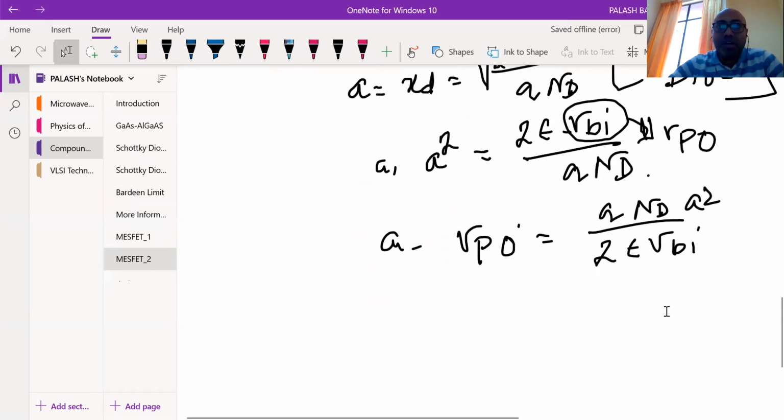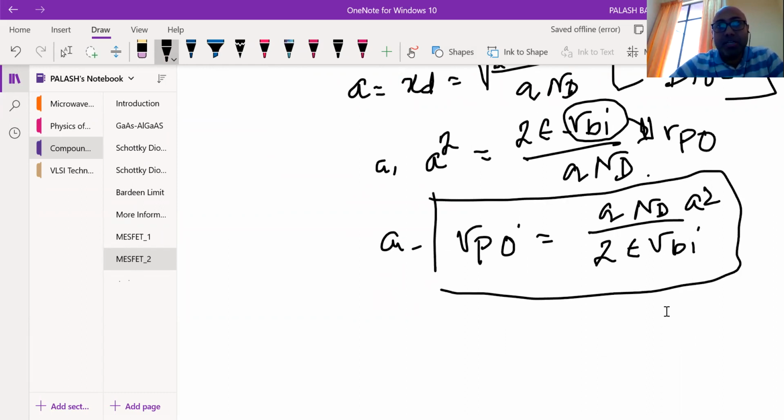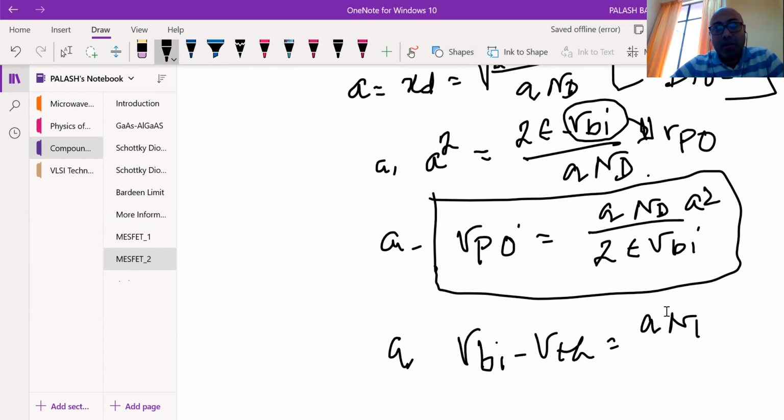So this is the formula for that pinch off voltage, right? We have got it. And definitely, if you are still very particular, you can write it is actually VBI minus V threshold also, QND. So this is the kind of formula that we often write, VP0, so 2 epsilon, 2 epsilon. There is some problem.